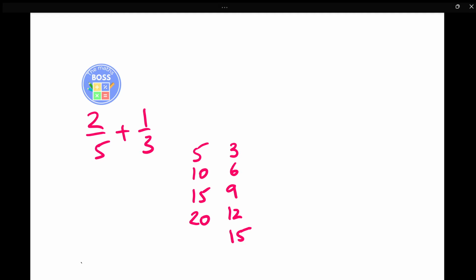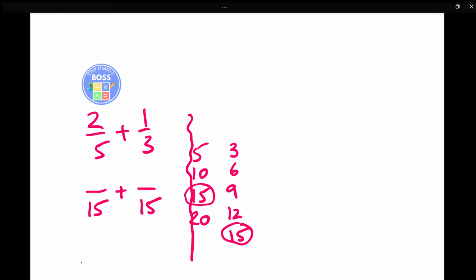Now, the purpose behind this is we are looking for the lowest common multiple. In other words, can you see a number on both sides that is the same? It has to be the lowest possible one. And now we have an agreement of 15. So, denominator 15 on this side, denominator 15 on this side.